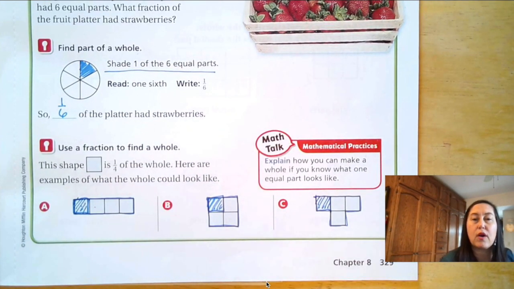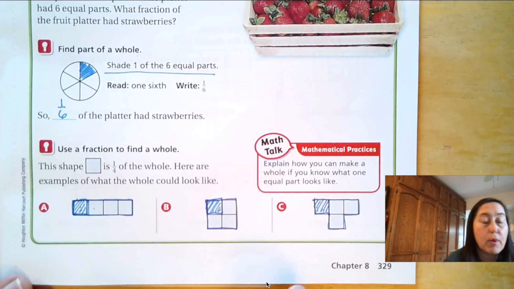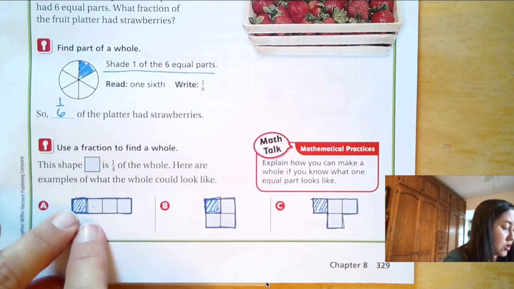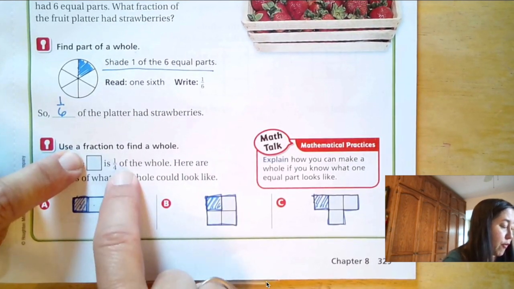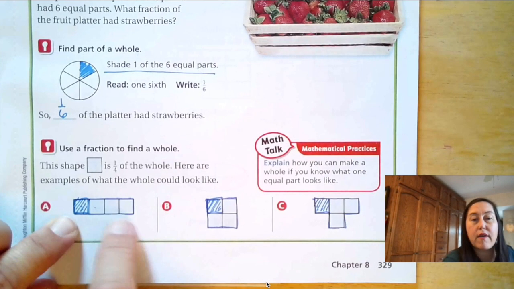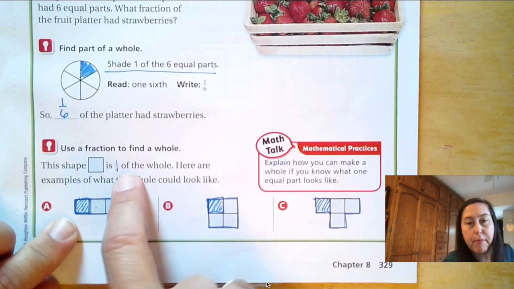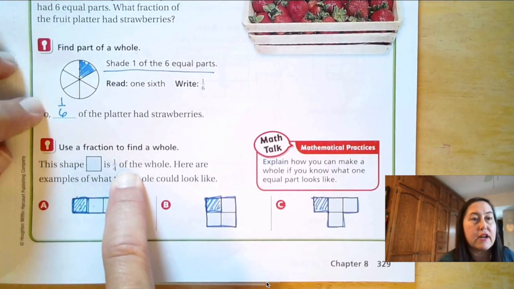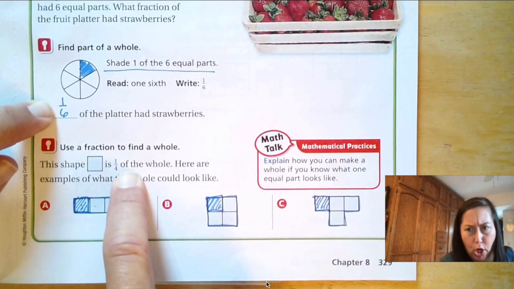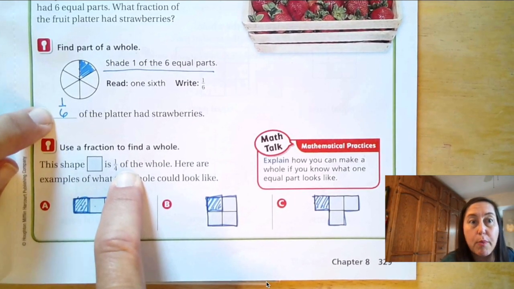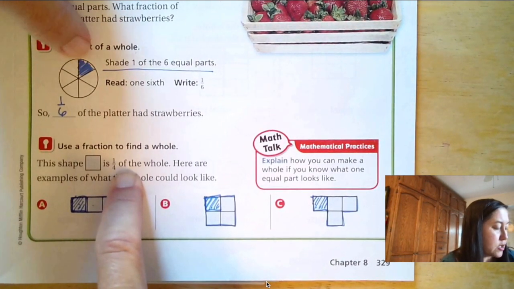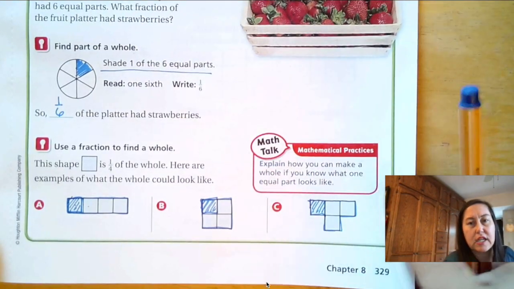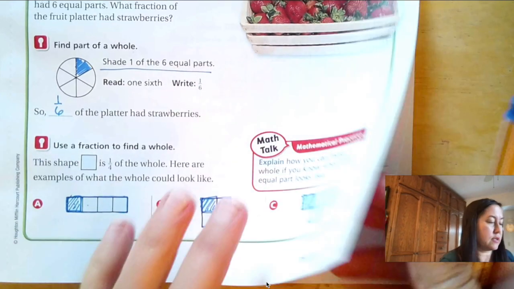So how can you make a whole if you know what one equal part looks like? I knew this was one equal part. I just had to duplicate it, right? If this is 1/4, I have to make sure there are 4 of them, because the denominator, that bottom number, tells me how many equal parts. Just like up here in the platter, if 6 is the denominator, then there are 6 equal parts. So I have to make sure that the platter has 1, 2, 3, 4, 5, 6 equal parts. So that unit fraction can help you know what the whole looks like.